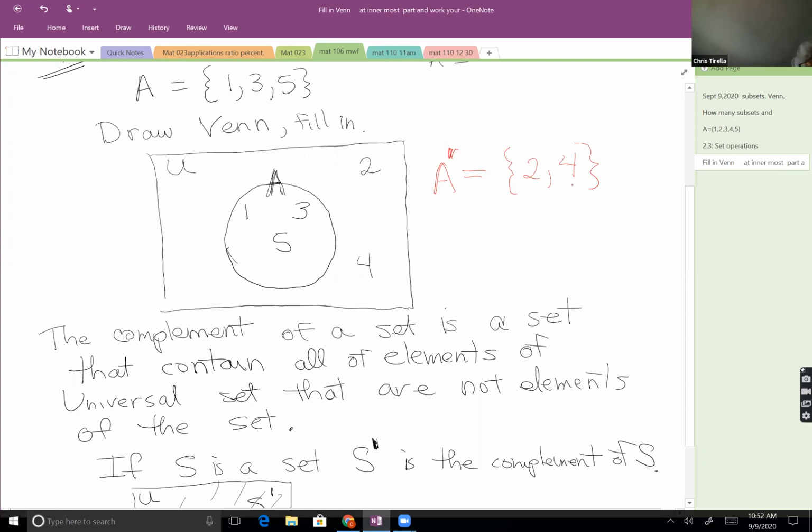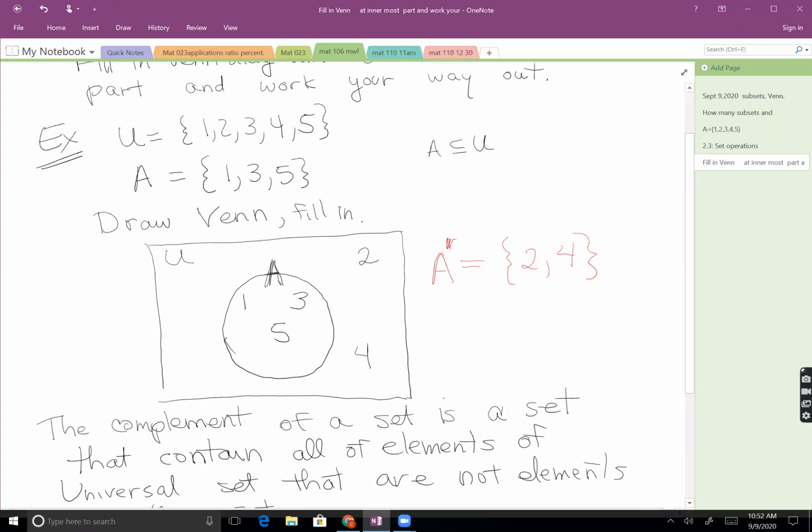And we could get A complement by looking at our rosters. Could everybody see, okay, U is 1, 2, 3, 4, 5. A is 1, 3, 5. If I take what's in A out of U, I'm left with 2 and 4. But sometimes I think that's easier to find by looking at my Venn diagram.